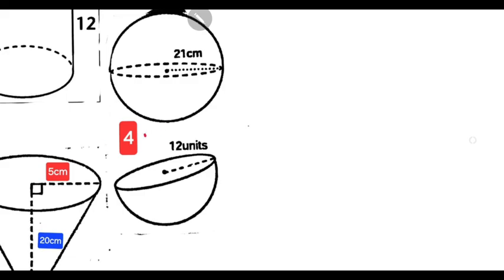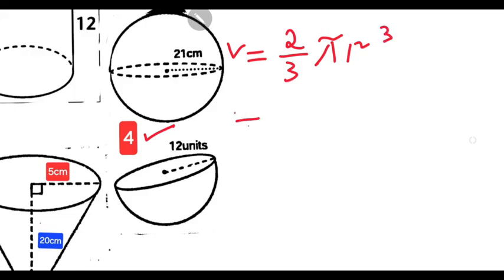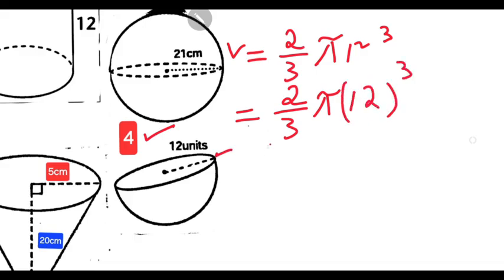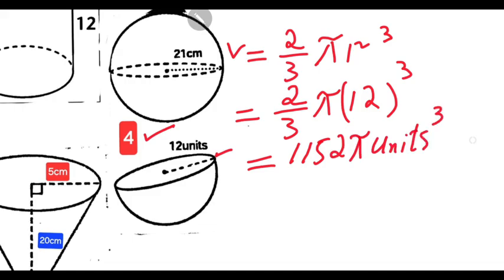Now I need to find the volume and surface area of hemisphere. The volume of the hemisphere, the formula is 2 over 3 pi r cube. 2 over 3 pi, radius we got 12 units, so it's going to be 12 cube. So my answer is 1152 pi, and this is units cube. So this is the volume of the hemisphere.